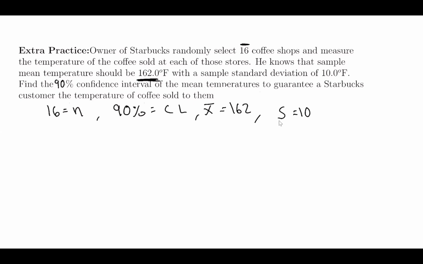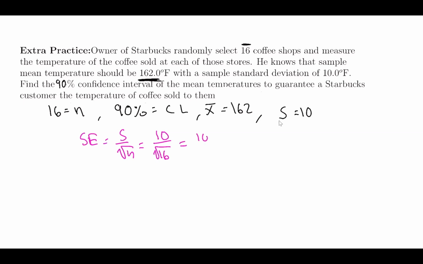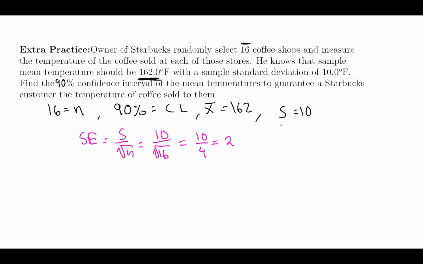So the first thing I'm going to do is find the standard error. Let's do that in pink. So standard error is s divided by the square root of n. S is 10, divided by the square root of 16. The square root of 16 is 4. If you do 10 divided by 4, you get 2.5. Any questions on where this 2.5 came from? All right, perfect.